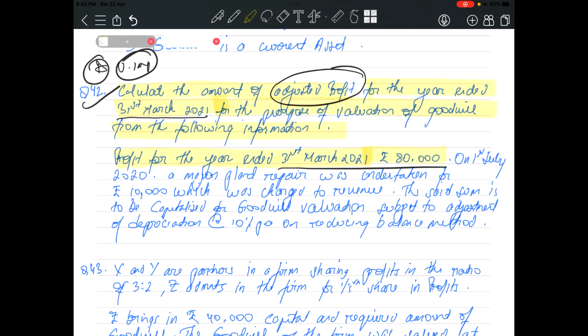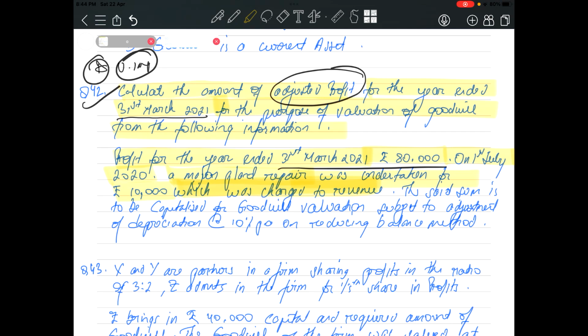On 1st July 2020, a major plant repair was undertaken for rupees 10,000. We had done some repair work in our plant and machinery, so we paid 10,000 for that, which was charged to revenue. What do you mean by charged to revenue? It simply means this expense was debited to the P&L account. Now I will discuss the difference between revenue and capital expenditure.